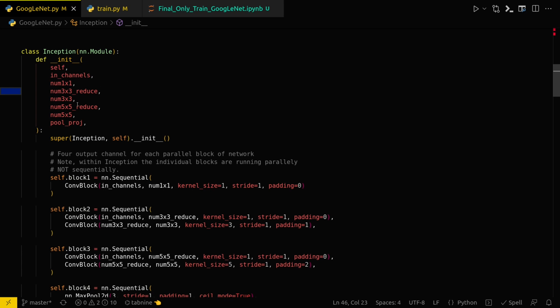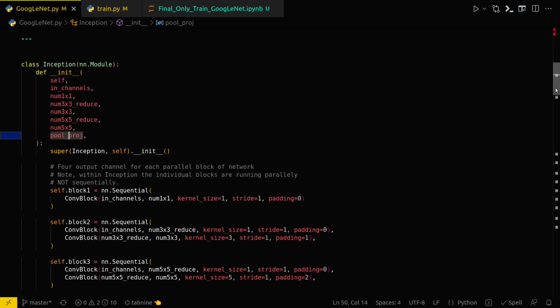And so my Inception class as well takes this similar kind of nomenclature. That is, I have a num 3 by 3 reduce, I have a num 5 by 5 reduce argument, and of course I have these num 3 by 3 and num 5 by 5 because they actually represent the number of 3 by 3 filters and number of 5 by 5 filters. Apart from that, I have in channels and pool projection as well. All right, now this is a relatively small class. Actually, I have just 4 output channels for each parallel block of the network under the Inception.